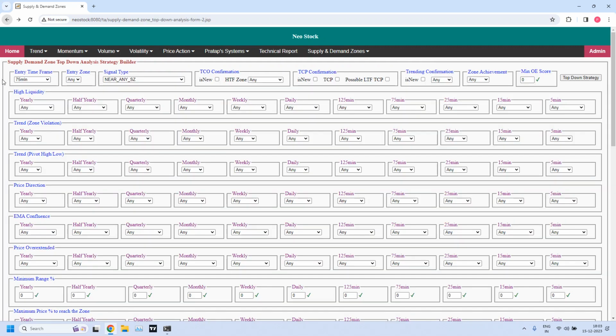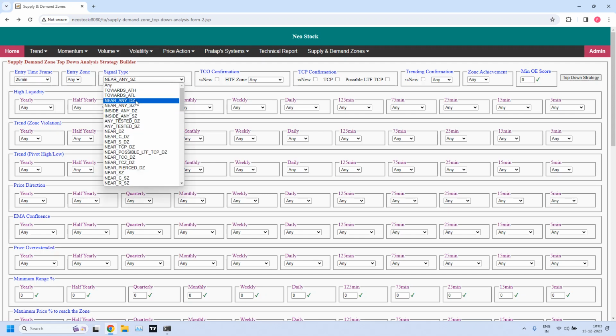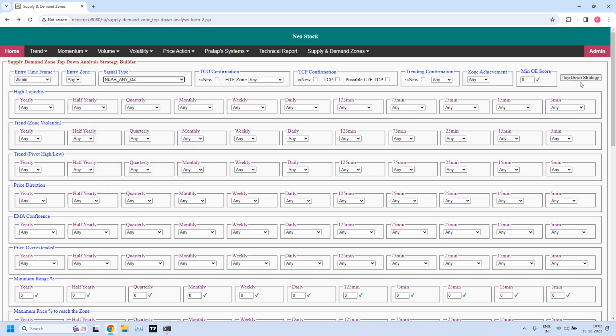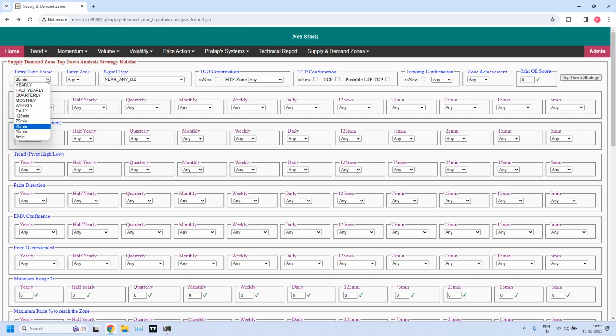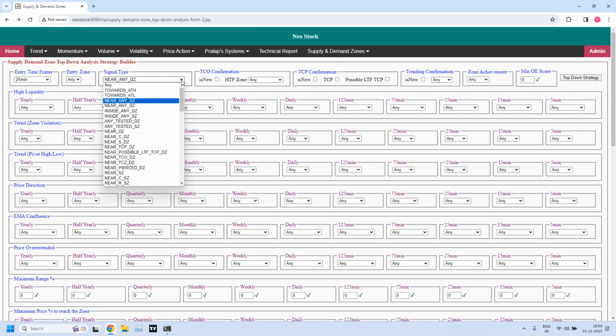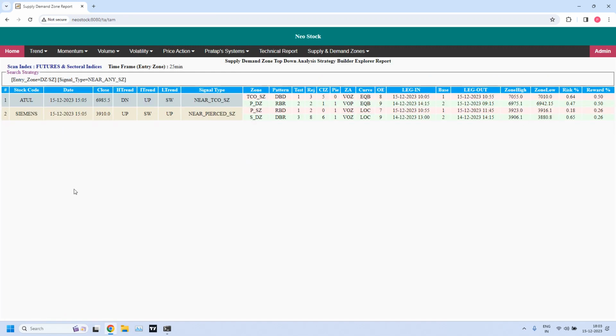Let's go back. Now let us generate for 25 minutes time frame. Entry time frame is 25. Let us find the stocks near 25 minutes demand zone. So 2 stocks are filtered. Let's go back. Entry time frame is 25 minutes. Let us find the stocks near 25 minutes supply zone. So these 2 stocks are filtered. Let's go back.